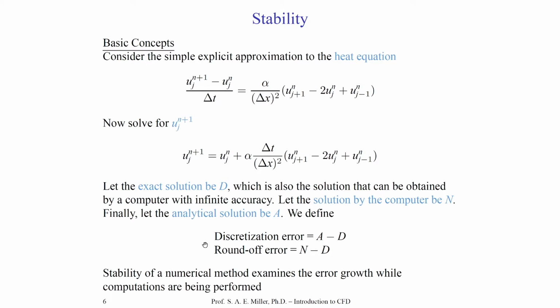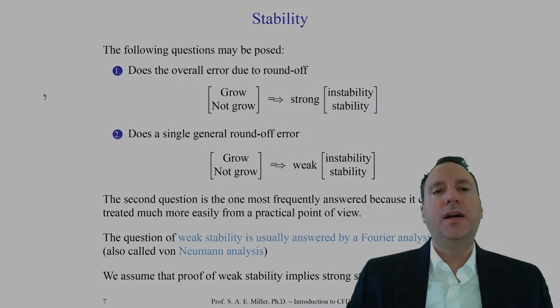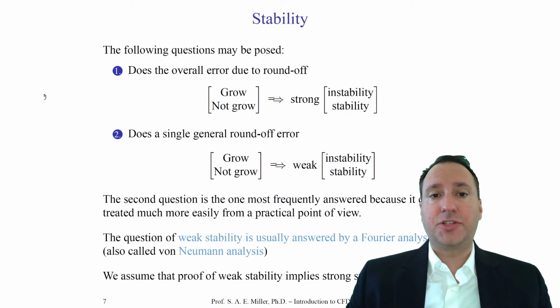Even if the error is growing, eventually the solution will become stable and the error will decay. These are all types of things you'll see in computational fluid dynamics. Now, we might pose two major questions: how does the error grow overall, and how does perhaps a single error occur for general roundoff?